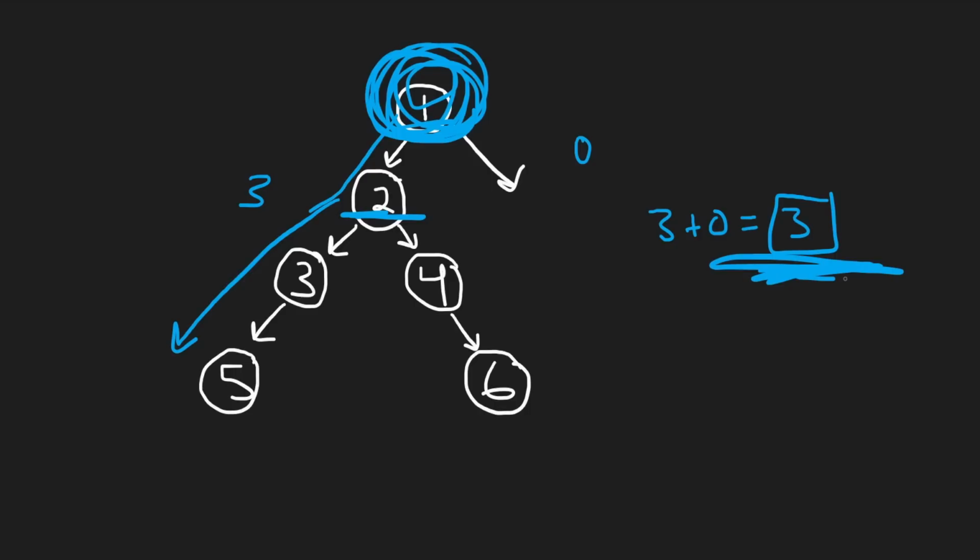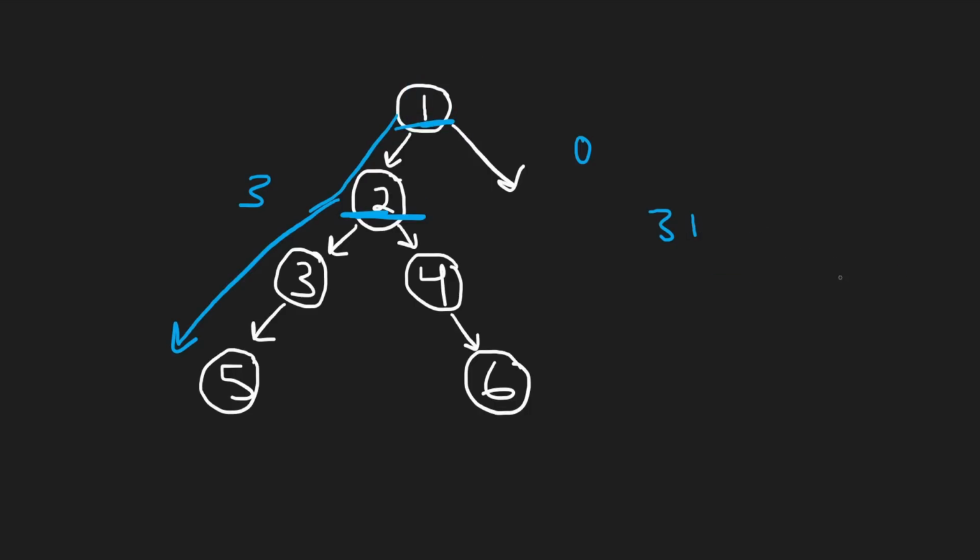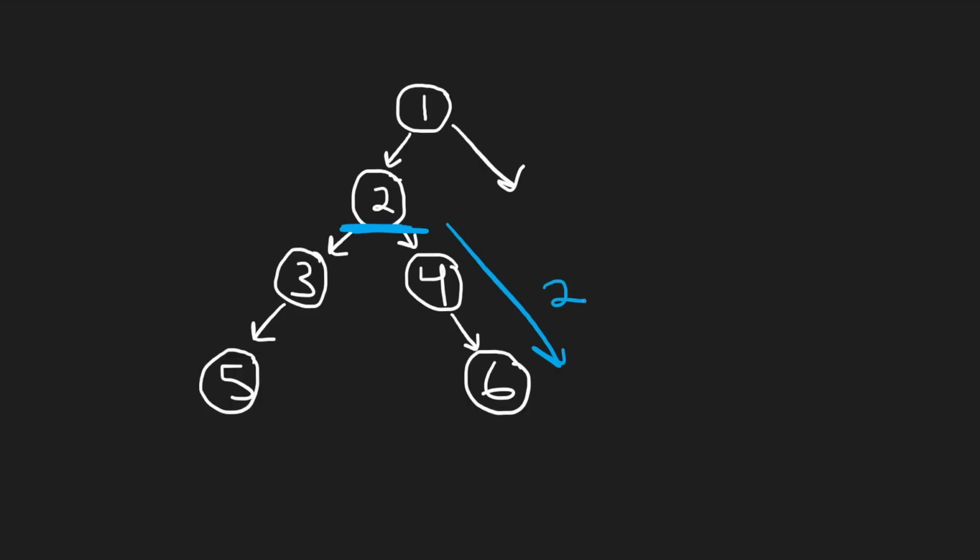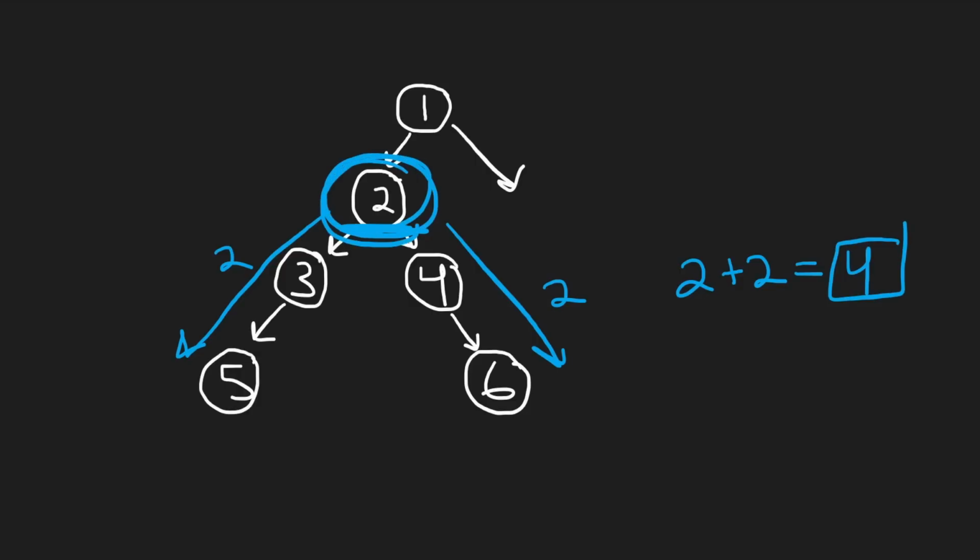But is that the biggest possible diameter we could find? It's actually not. Let's take this 2, for instance. We want to find the lowest node on the right side. Clearly, we go down to this 4, then we go down to this 6. So the lowest node is 2 edges away. What about the left side? The exact same thing, right? The 5 is 2 edges away. This is 1 edge. This is another edge. So now we can take 2 plus 2 and find that the diameter running through this node is actually 4.